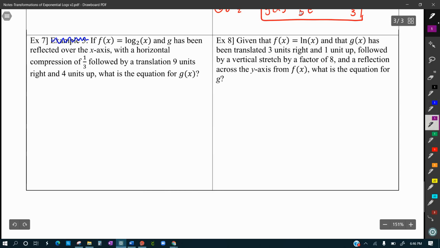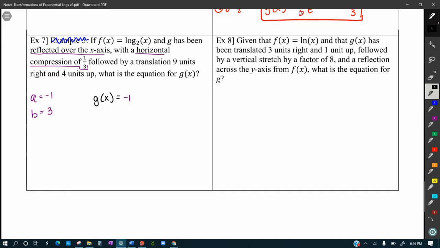First things first. It says it's been reflected over the x-axis and has a horizontal compression of 1/3. So we have two things to do first. So a is a -1, that's that reflection over the x-axis. And a horizontal compression of 1/3 means our b is actually 3. So our first step for our new function g of x will be a -1 times the log.